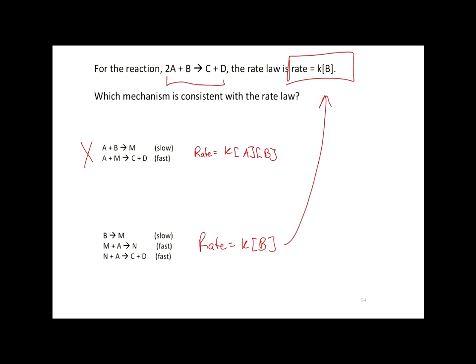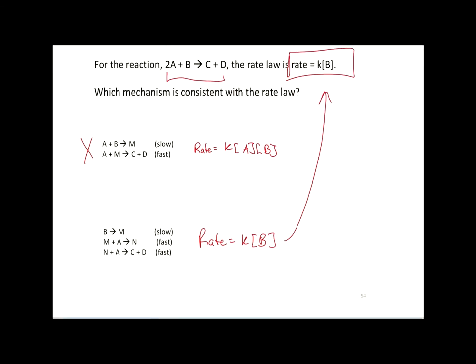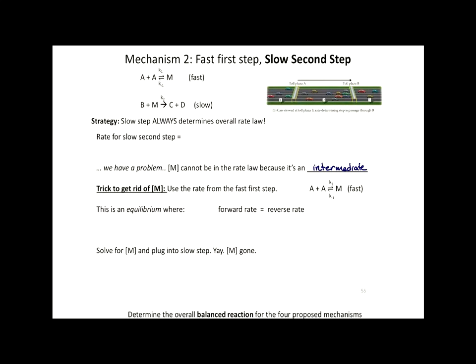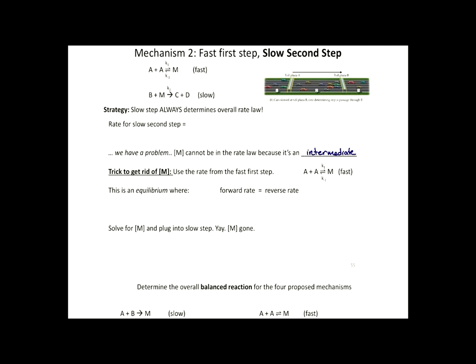So that's another way I can ask it. A little bit harder, I guess, right? Okay, so those are the easy ones. Those are the first steps, the slow step, just ignore everything else. So now let's do the second type of mechanism here: fast first step, slow second step. But the way we approach this is still the same.